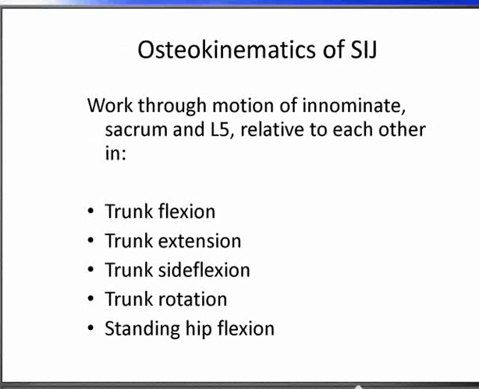So looking at the osteokinematics of the SI joint, working through the innominate, the sacrum, and L5, and how they move relative to each other. This is something that you can actually do with a client or with another therapist when you're practicing, is work through the motion of how the innominates move relative to the sacrum and relative to L5. So what you essentially would do is look at trunk flexion, trunk extension, side flexion, and rotation, and you would also look at standing hip flexion.